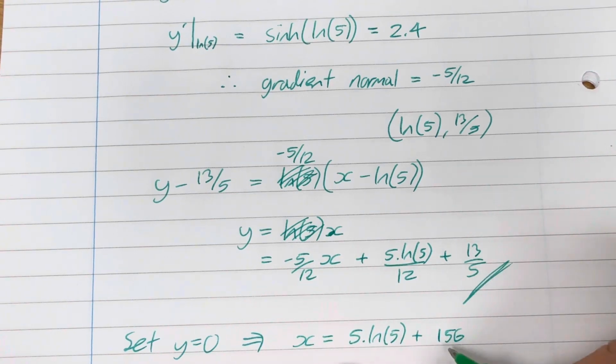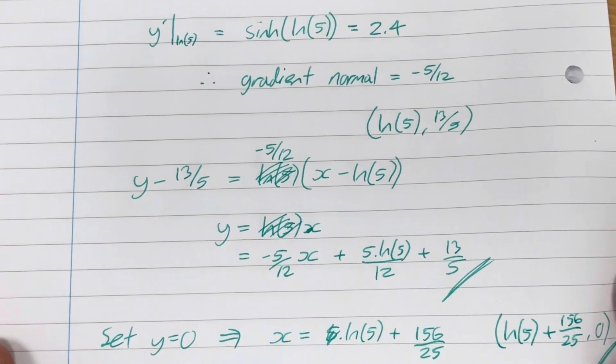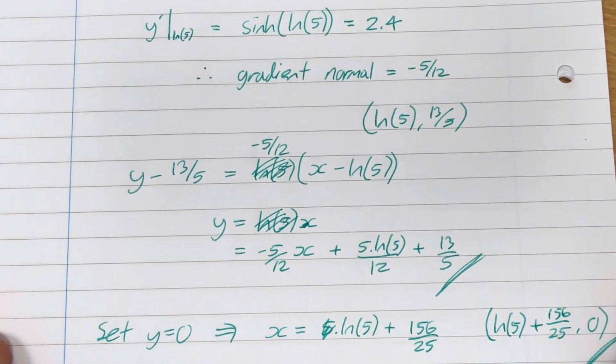Where's that side? Okay, that's still on 5. And then I need to divide by 5, so that's going to be divided by 25. Log 5 plus 156 25ths. So the point that it intersects at is log 5 plus 156 25ths, 0. Okay, that's my coordinate of where that's going to cross the x-axis.